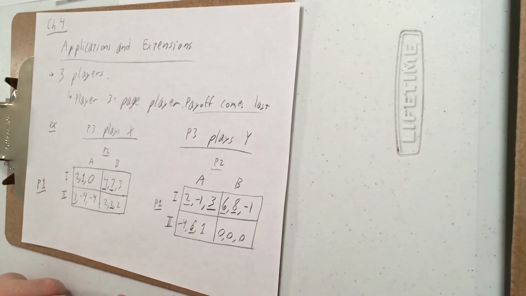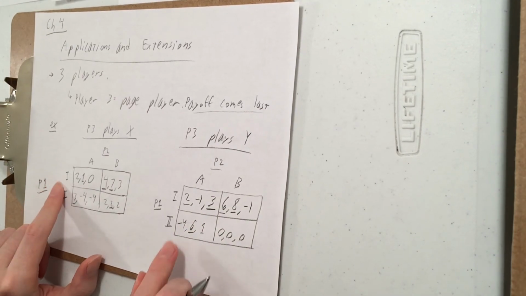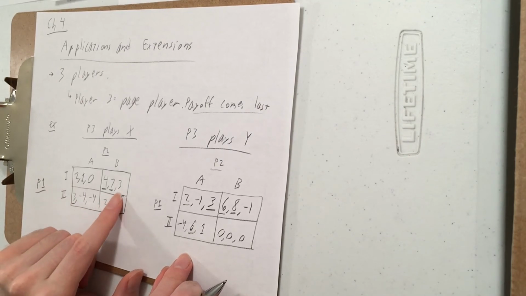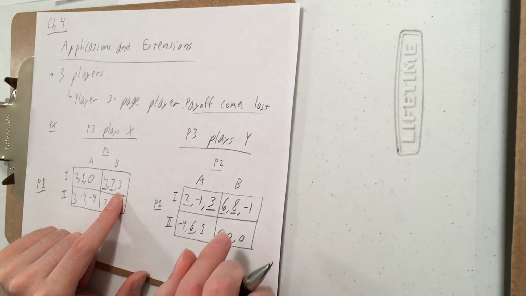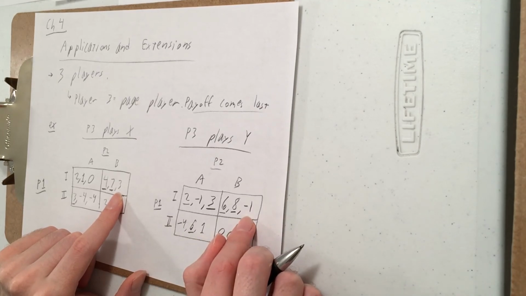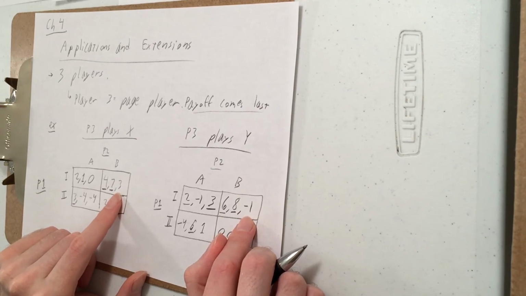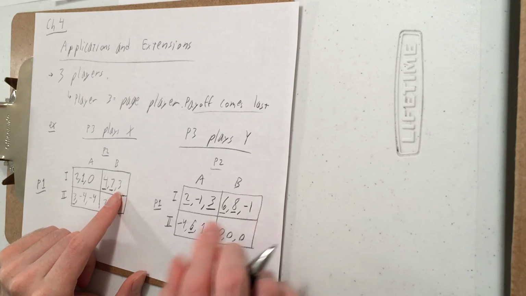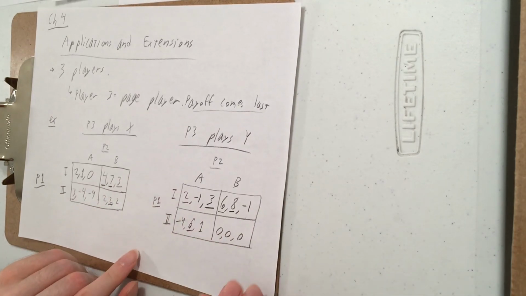So now let's say player 1 is playing I and player 2 is playing B. We'll be in this cell if player 3 picks X. We'll be in that cell if player 3 picks Y. Player 3's payoffs come last, so compare the final numbers there. 3 is the bigger one, so that earns the underline.